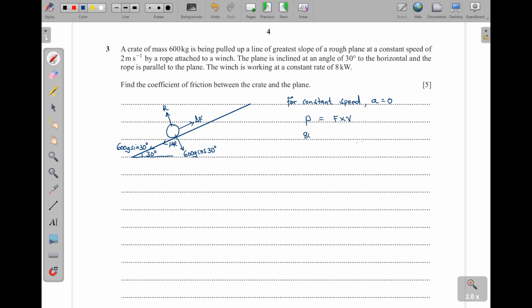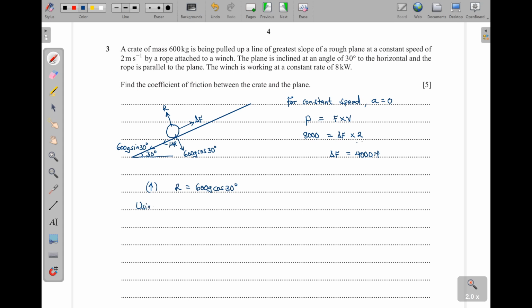So if it is 8,000 here, then the force here, that is the driving force, times the speed, which is constant. They gave it to us as 2, so put a 2 here. Now when we divide all through by 2, that means the driving force is going to be equal to 4,000 newtons. Now, of course, there is no vertical motion, so that means R is equal to this one here. In other words, by looking at the forces vertically, our R is equal to 600 g cosine of 30 degrees.